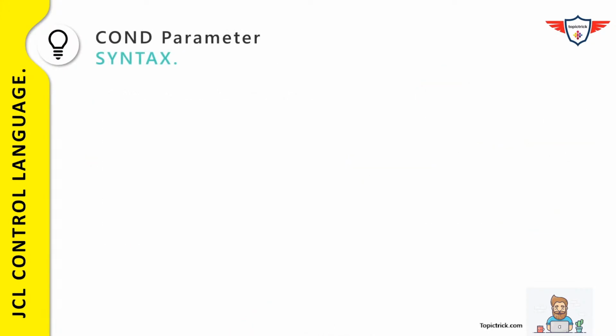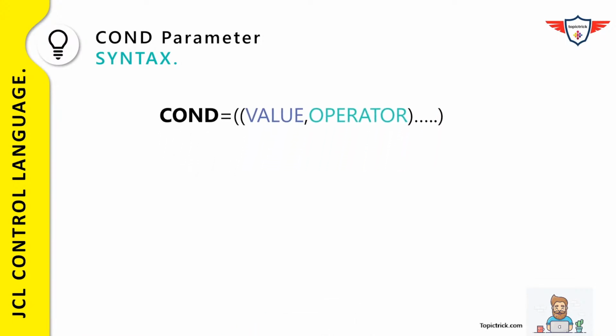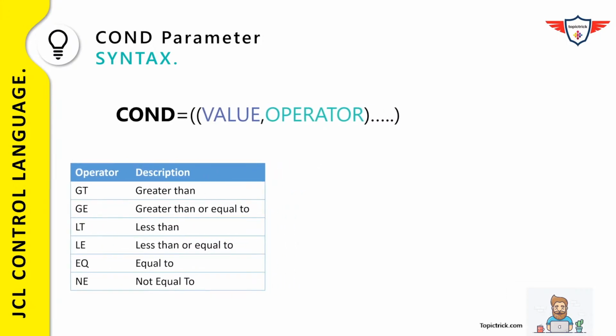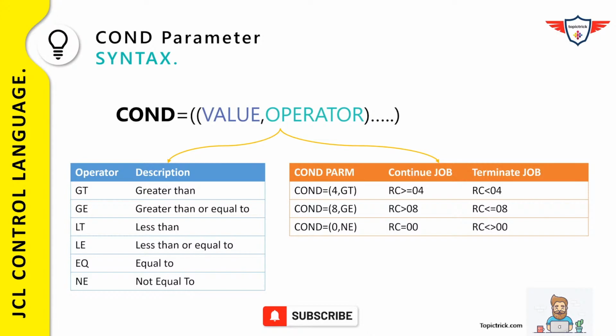Now let's talk about the syntax of the conditional parameter. The syntax is fairly simple and easy to understand. You have the COND keyword followed by an equal sign, and thereafter you have two subparameters. The first one is value and the second one is operator. The possible values of the operator field are greater than or equal to, less than or equal to, and not equal to. Apart from that, the value subparameter is used to specify a numeric value of a return code. So it could be 4, 8, 12, 16 depending on your requirement.